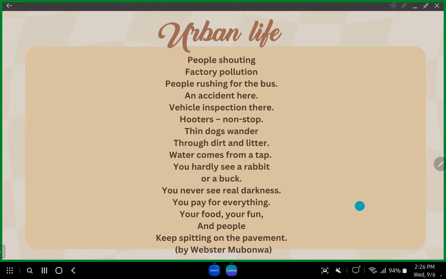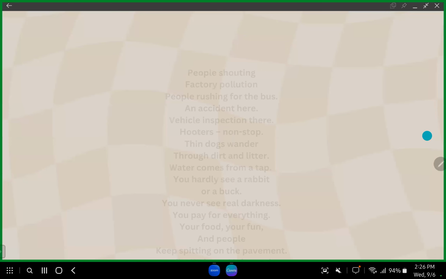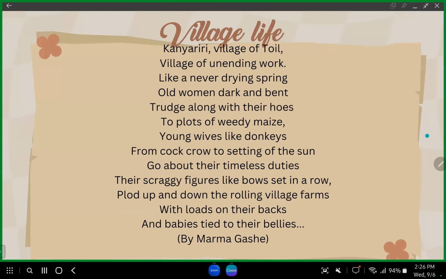And then the next poem that we have, the last one, Village Life. So can I please have somebody to go through it for us?